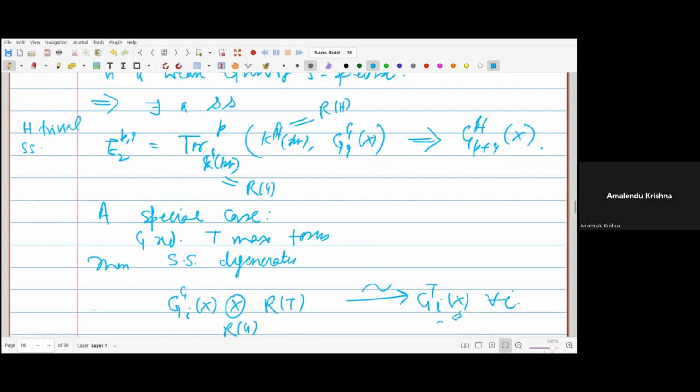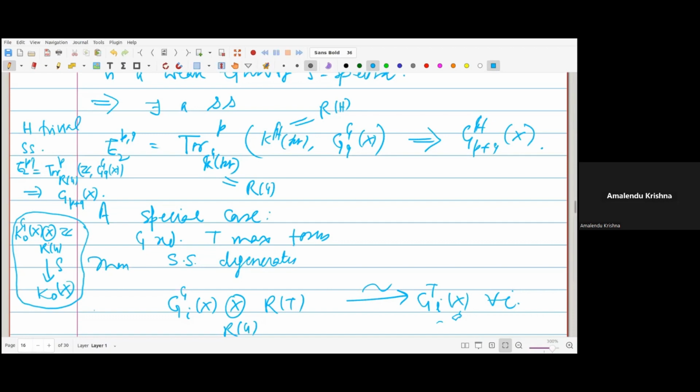then you get a spectral sequence E2 PQ equal to Tor over RG P, Z and G_Q of X, and this converges to just ordinary K theory of X. In particular, if X is smooth, when G theory is the same as K theory, it tells you that there is a very close relation between equivariant K theory and ordinary K theory. In particular, if you apply for P plus Q equal to 0, you get that K_0^G of X tensor over RG with Z is isomorphic to ordinary K theory of X. And again, this is a very, very useful theorem.